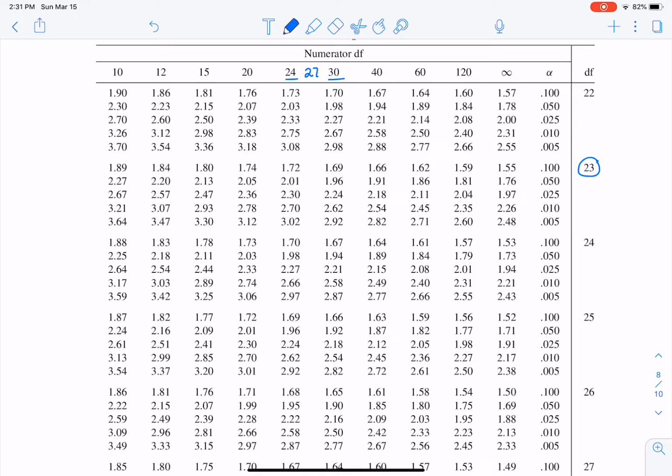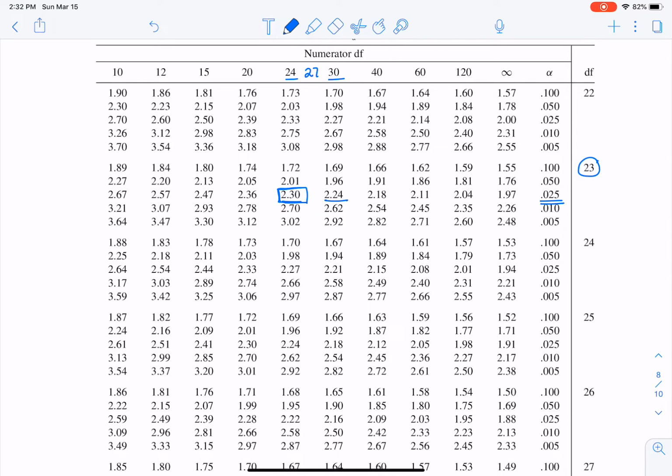So the F statistic for 0.025 is right here in this row, and we come across, and it's somewhere between 2.3 and 2.24. I'll be conservative and I'll use 2.3.